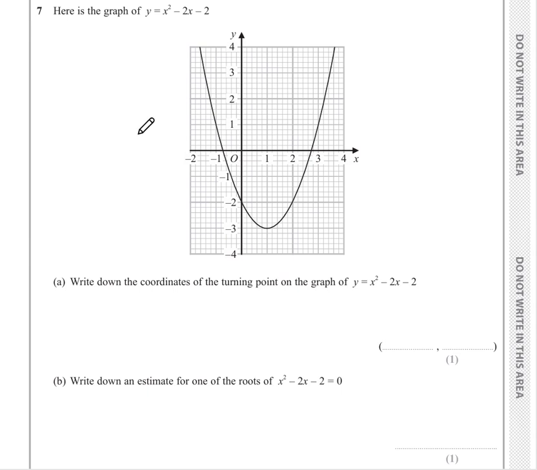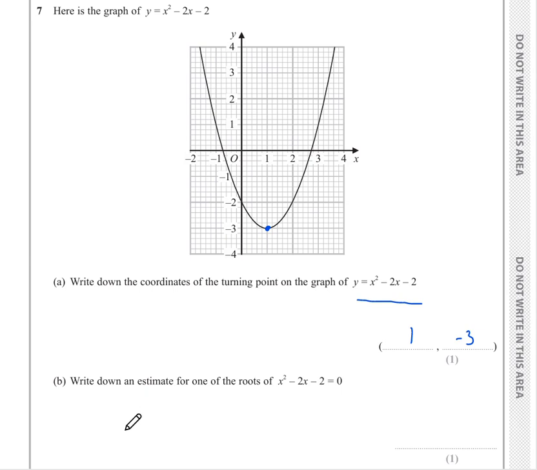Question 7. Here is the graph of y equals x squared minus 2x minus 2. We need to write down the coordinates of the turning point of this graph. So this is the same equation, so it's worth double checking. The turning point is going to be here at this minimum point. If we read off, we can see the x coordinate there is going to be 1 and the y coordinate is -3.